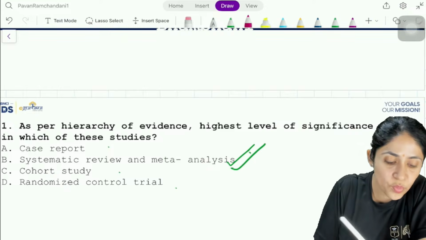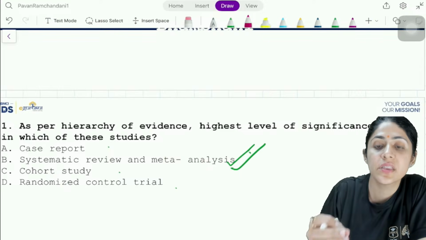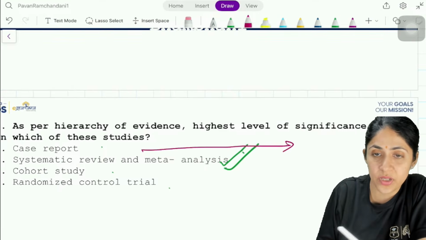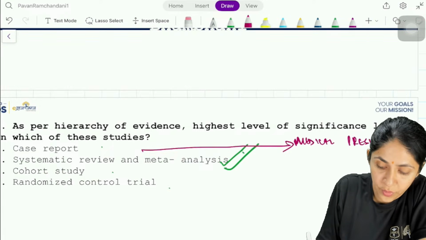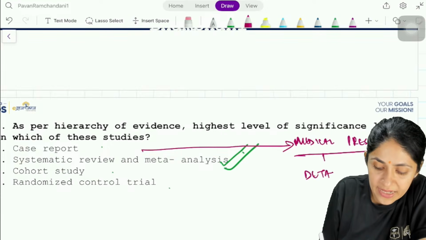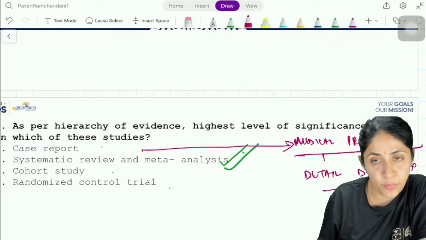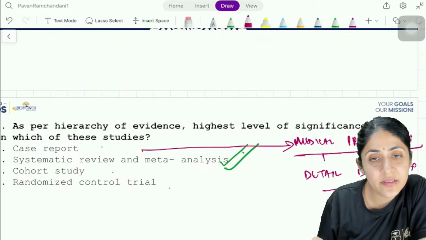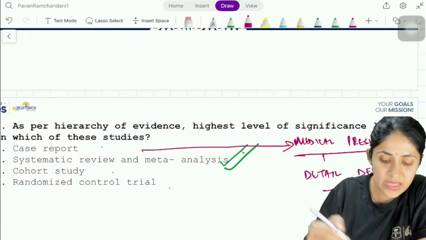Coming to the other option, what is a case report? A case report is a single patient's medical presentation. Suppose a person has come to you with a particular kind of skin lesion. You describe that in detail. That is called a case report. Basically, this is an unusual or interesting medical case, that might be interesting in some way.